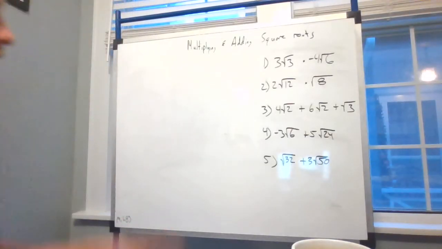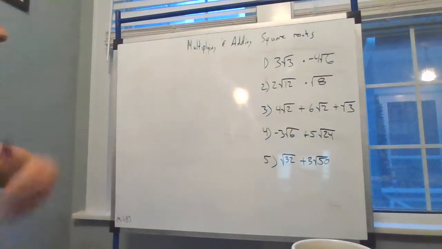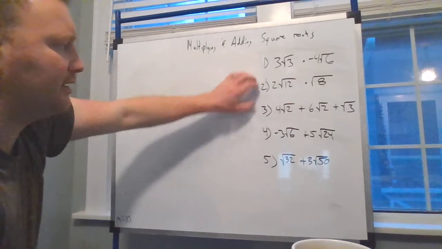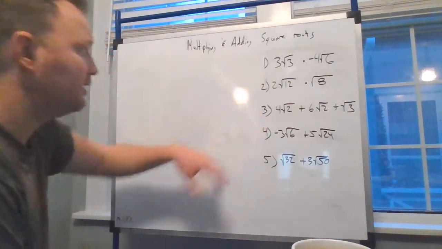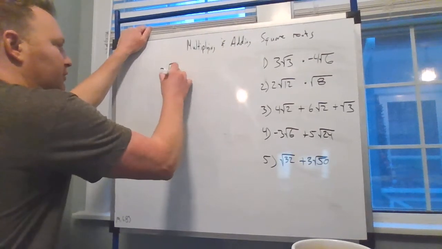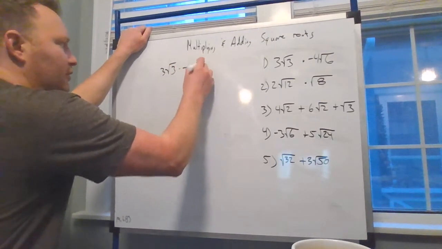All right, second piece of today, just going over again multiplying, adding, subtracting square roots. So I'll do these one by one. I got the first couple multiplying, the last 3 are going to be adding, subtracting. So here we go. First things first, I got 3 radical 3 times negative 4 radical 6.